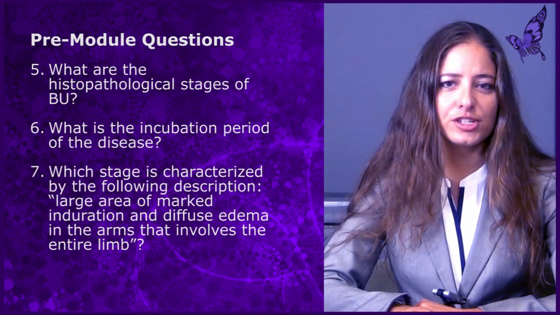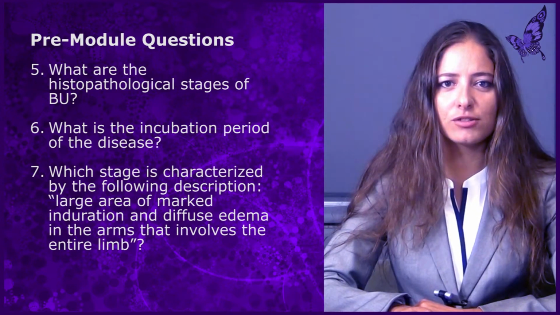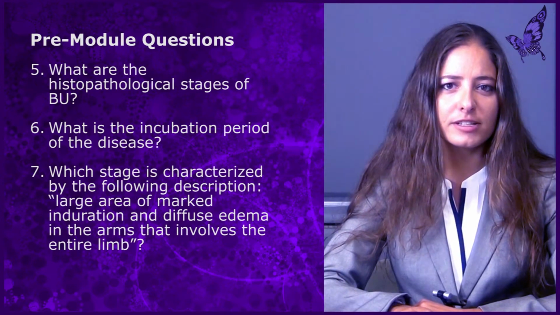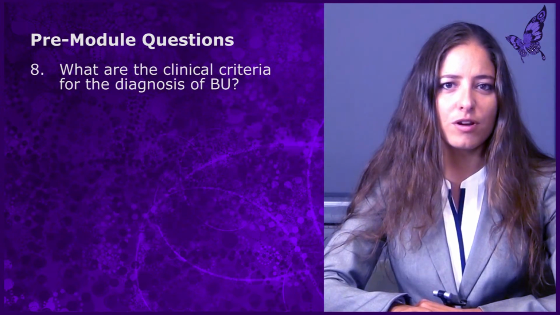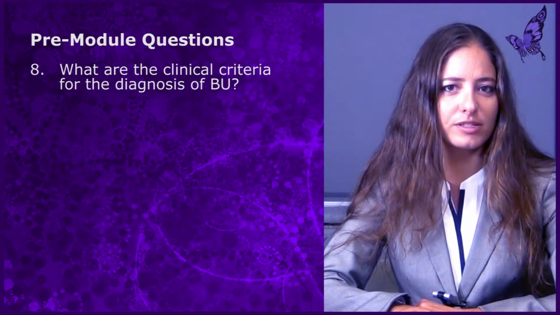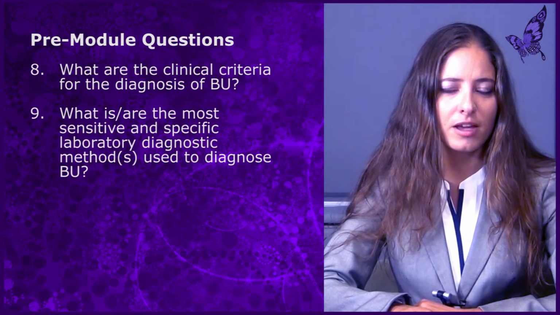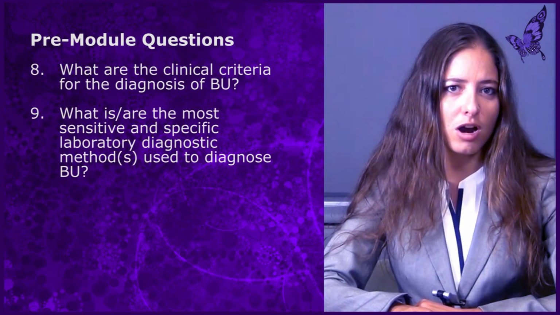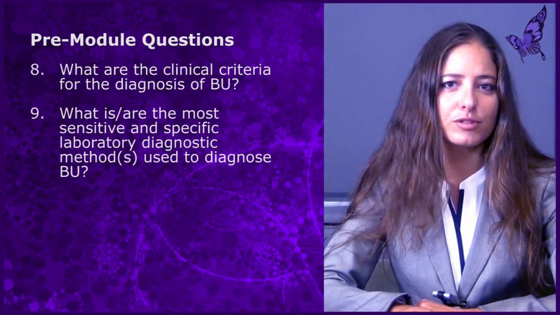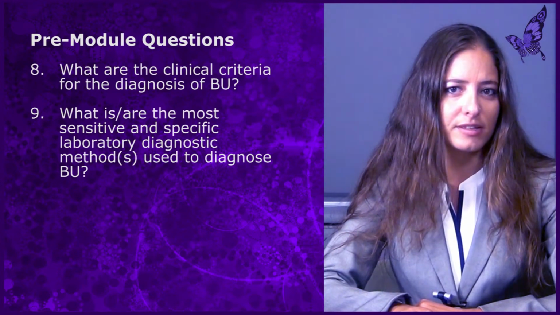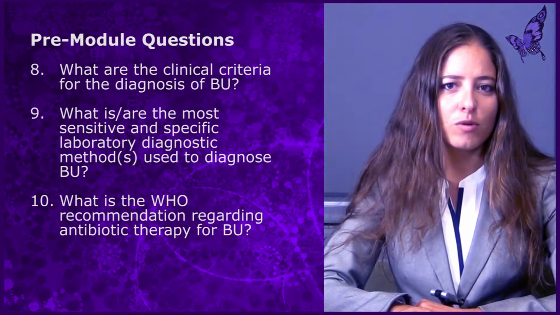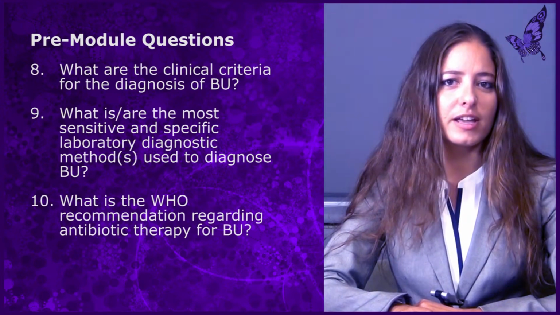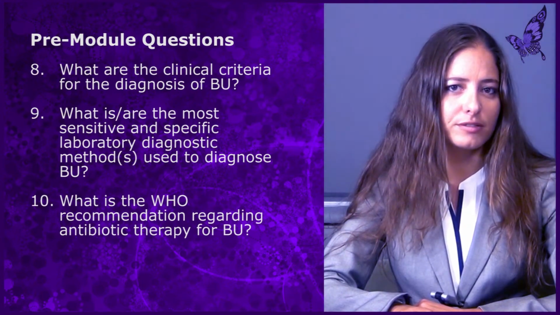Question 7. Which stage is characterized by the following description? Large area of marked induration and diffuse edema in the arms that involves the entire limb. Question 8. What are the clinical criteria for the diagnosis of Buruli ulcer? Question 9. What is or are the most sensitive and specific laboratory diagnostic method or methods used to diagnose Buruli ulcer? Question 10. What are the WHO recommendations regarding antibiotic therapy for Buruli ulcer?